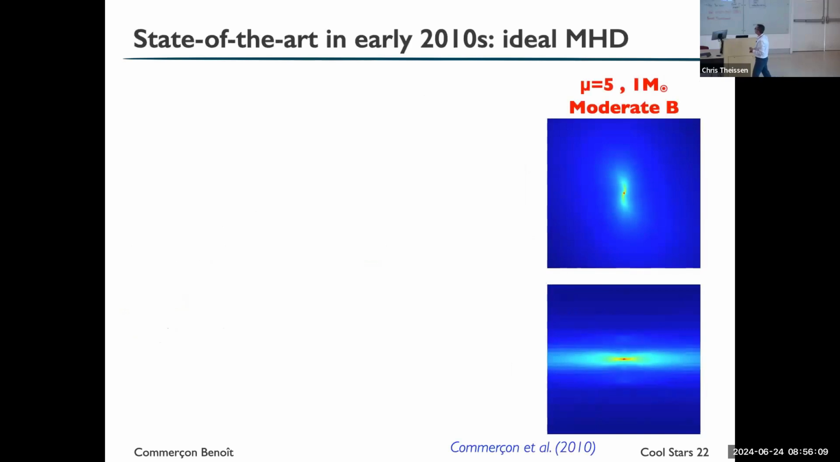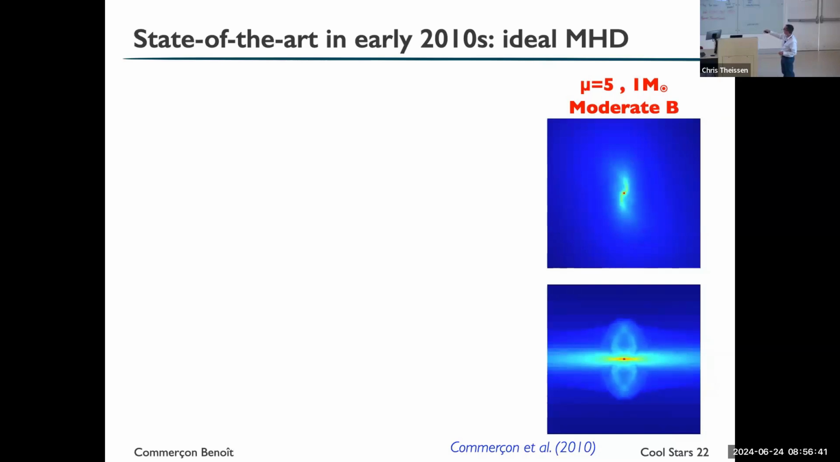Before I go to new results, I want to remind you what the state of the art was in 2010, when we were introducing ideal MHD in 3D dense core collapse simulations. This was at the end of my PhD. You see here a result of a one solar mass dense core collapse with a moderate magnetic field. You see density maps, viewed from the top and from the edge. We form a structure here which looks like a disk, but it's not a disk, it's a pseudo disk. It's not rotationally supported. When I speak about a disk, it is rotationally supported. This pseudo disk is in fact infalling.